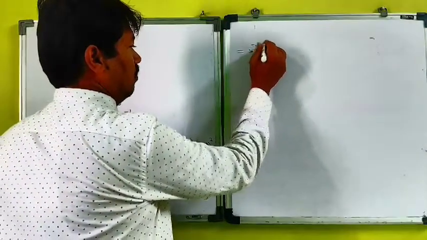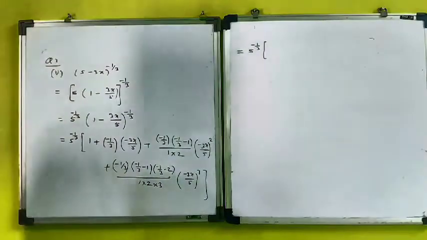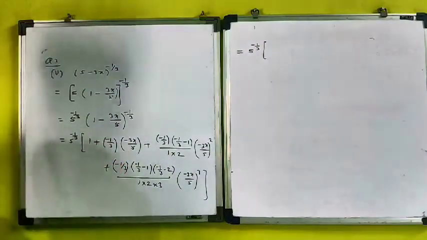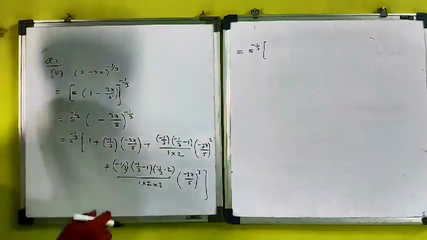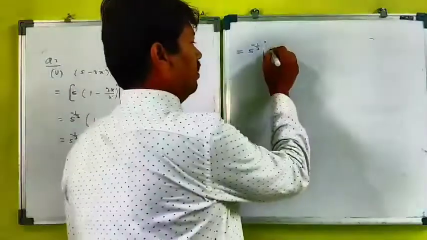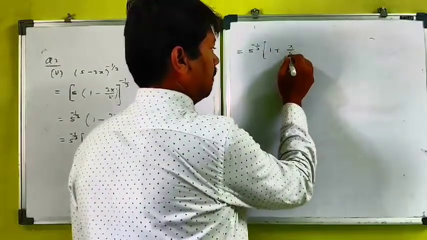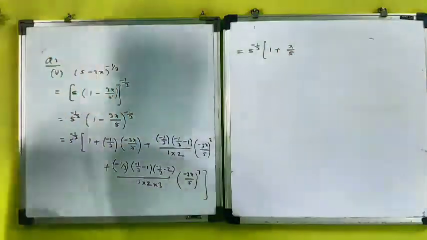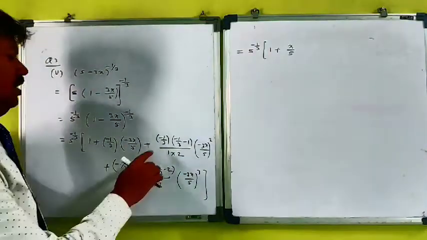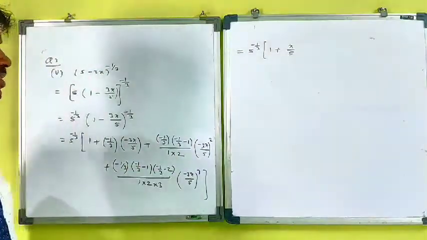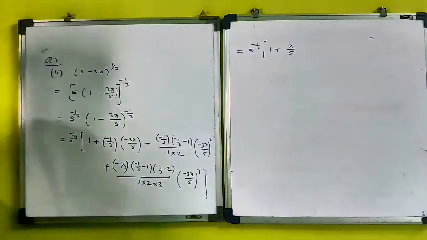5 raised to minus 1 upon 3. This 3 and this 3 get cancelled. So that becomes 1 plus x by 5, 1 plus x upon 5. Now what is this one here? Minus 1 upon 3 minus 4 by 3.